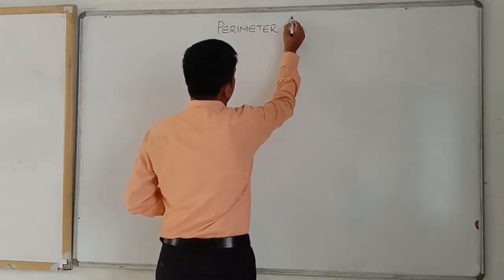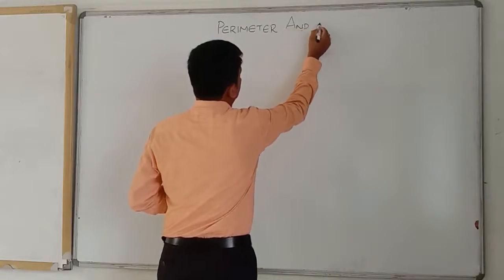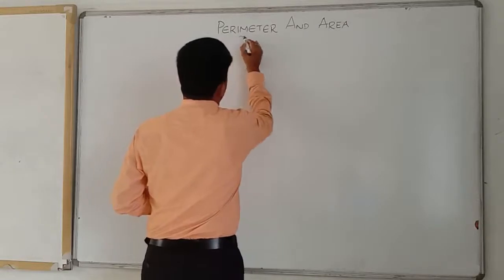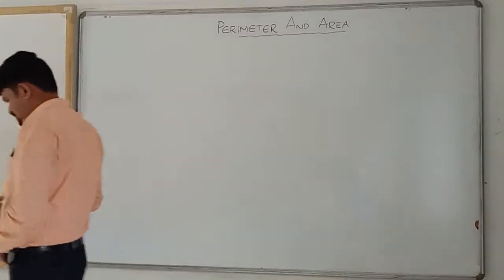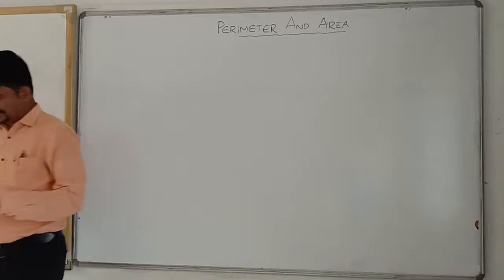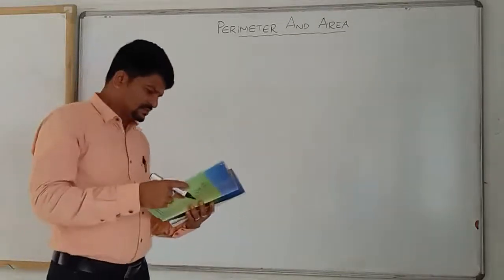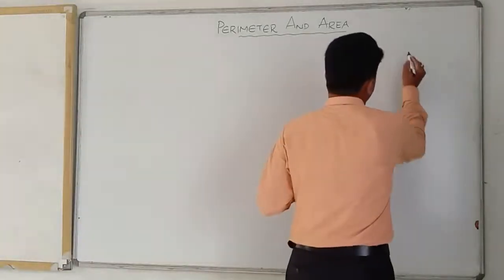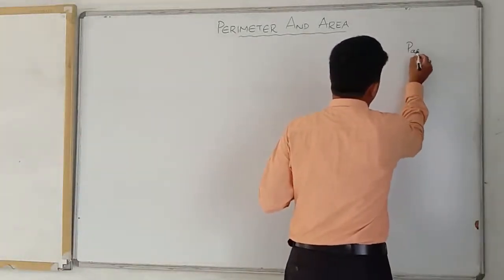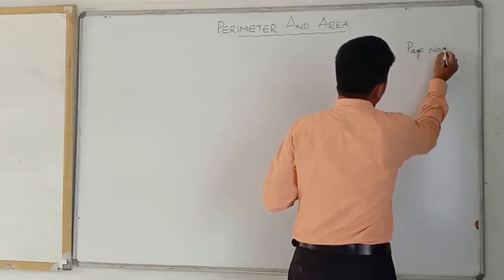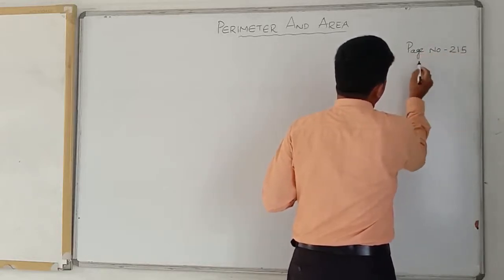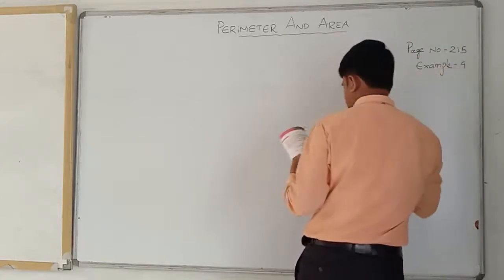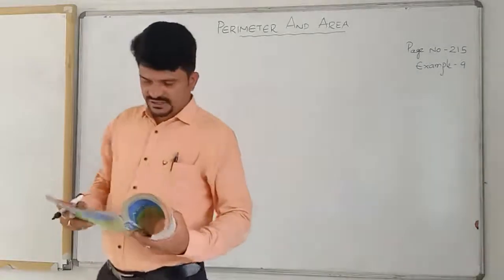Perimeter and area. Now, let me explain one problem here. Actually, here, page number 250, example 9. See, children, look at your textbook.